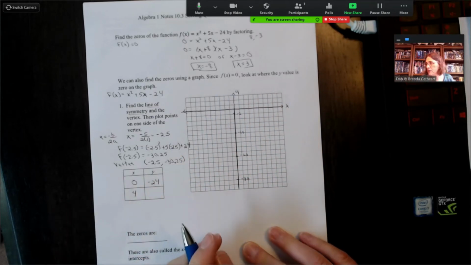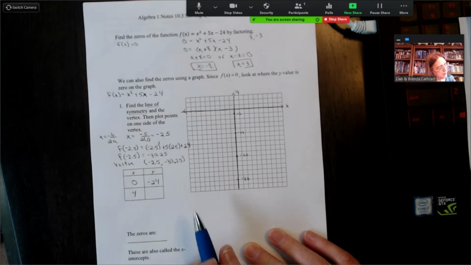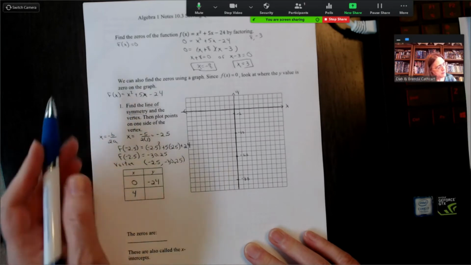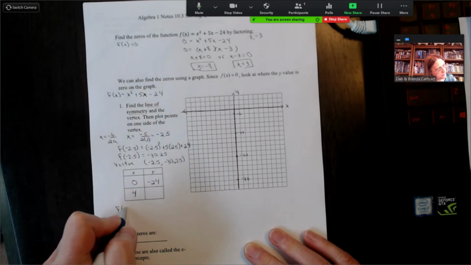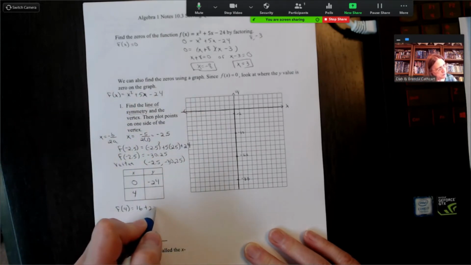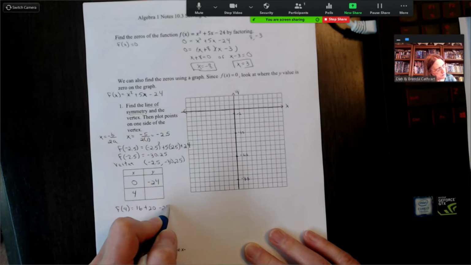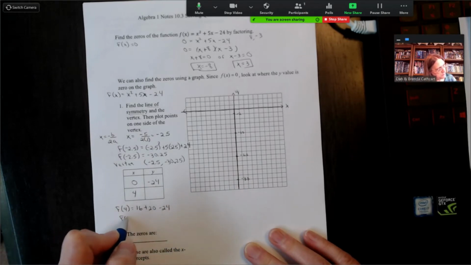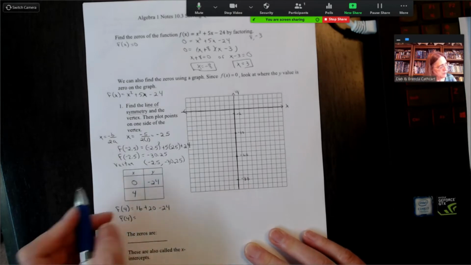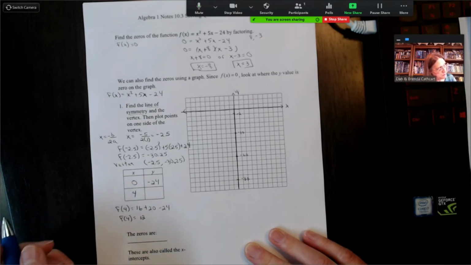Let's choose maybe 4. If I substitute 4 in, I'm going to have 16. Let's do that right here. F of 4 equals 4 squared, which is 16, plus 5 times 4, which is 20, minus 24. So f of 4 is going to be 36 minus 24, which is equal to 12.